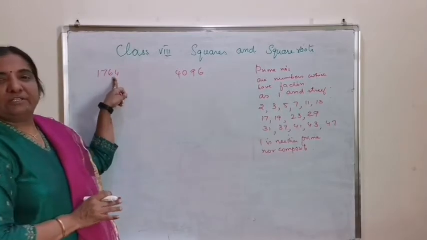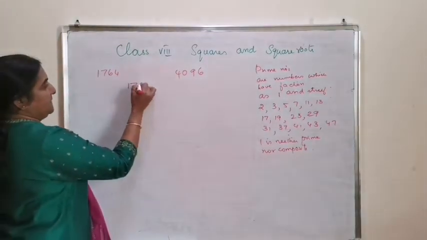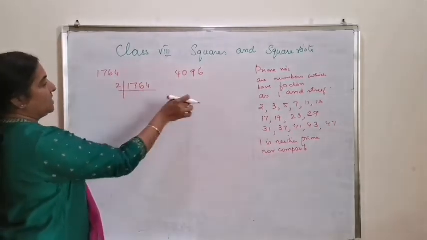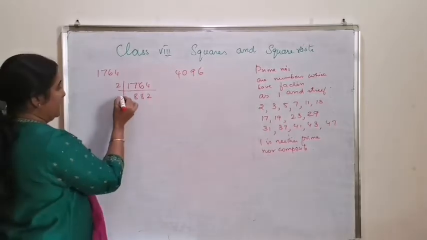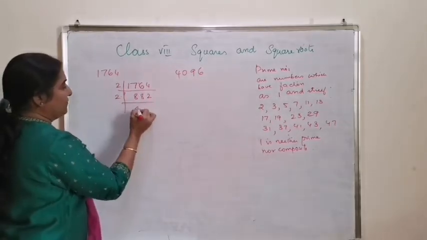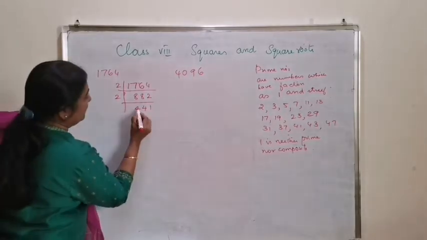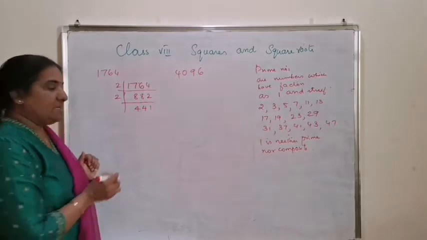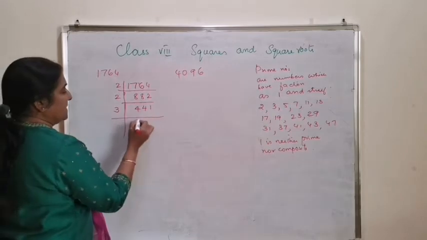Find the square root of 1764 by prime factorization. Express it as the first prime number is 2. You can divide 882. Divided by 2 will give you 441. The divisibility test, 4 plus 4, 8 plus 1, 9. That means the number is divisible by 3. The division answer is 1 time.